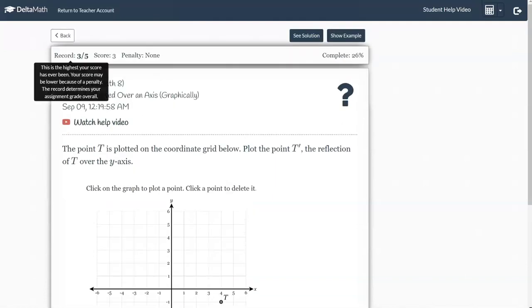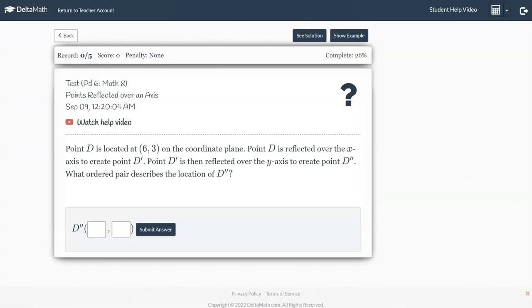Okay, I think that you've got it. Now for the next lesson, they don't give you the graph, so you can't count boxes, you just have to follow the rules that you just learned. Point D is located at 6, 3 on the coordinate plane. Point D is then reflected over the x-axis, right?